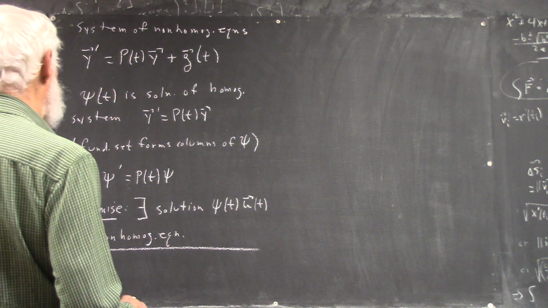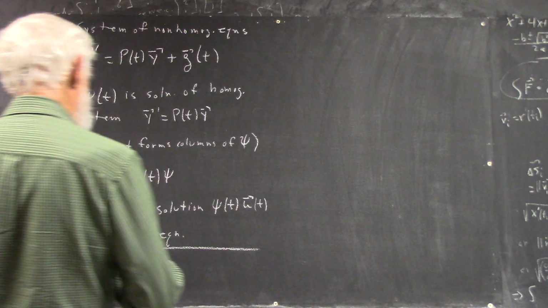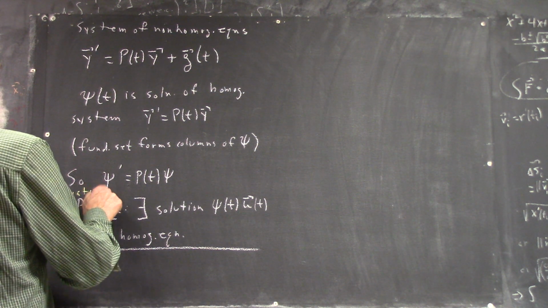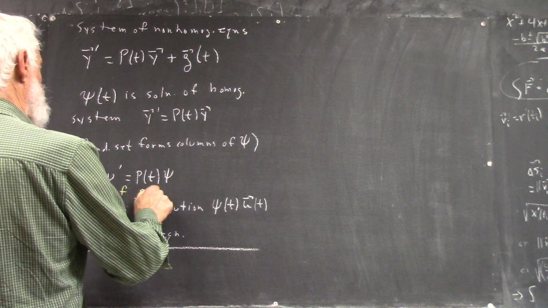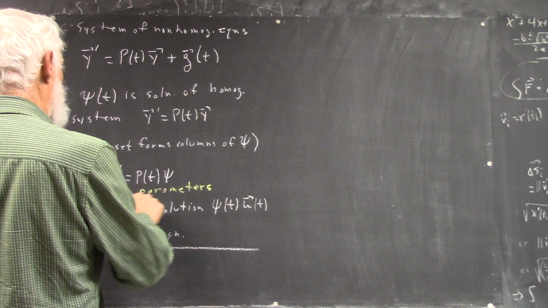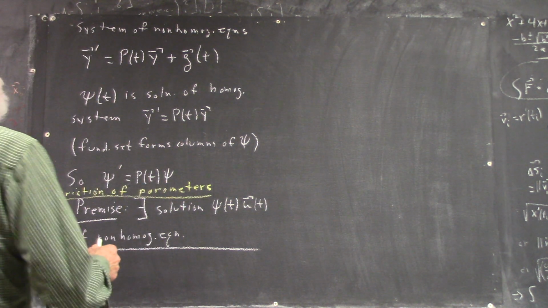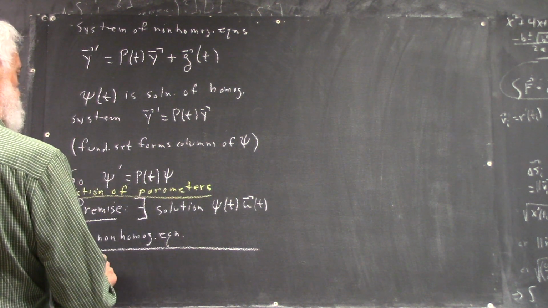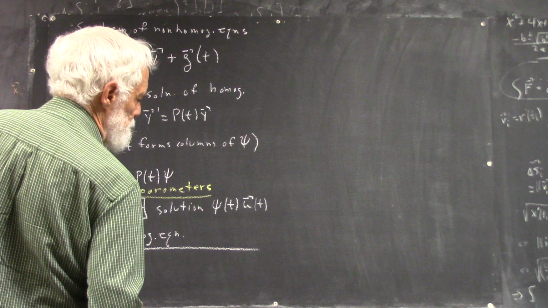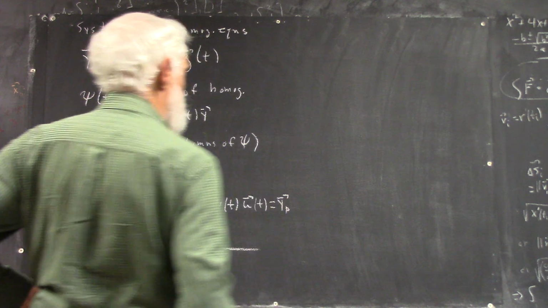I could make a note here. Once we make this premise, we're going to end up with variation of parameters. Okay, so what we do is, first of all, we plug this in here. I want to give this a name. That's going to be our particular solution.